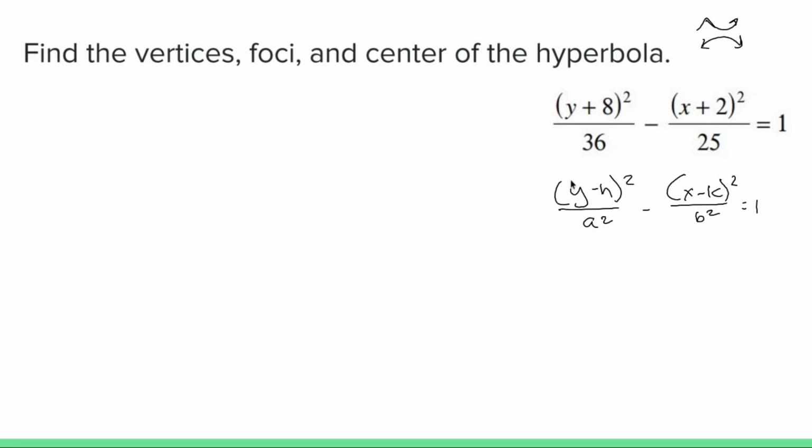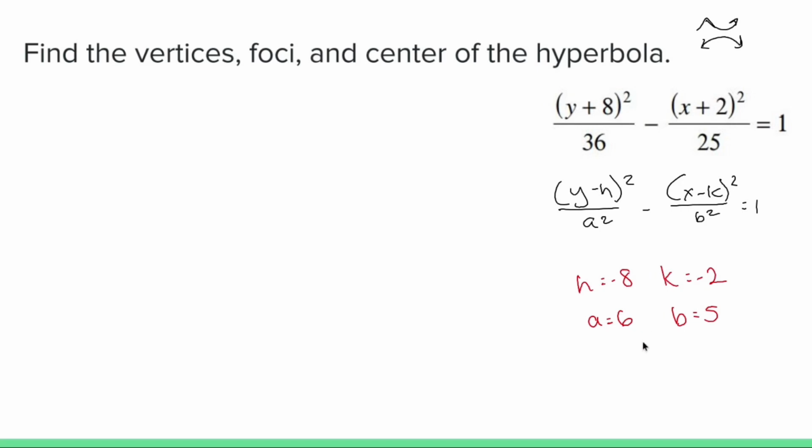Using this information, we can say that if negative h is positive 8, then positive h is negative 8. And if negative k is positive 2, then positive k is negative 2. And if a squared is 36, then a is 6. And if b squared is 25, then b is 5. All right. We are going to need c.